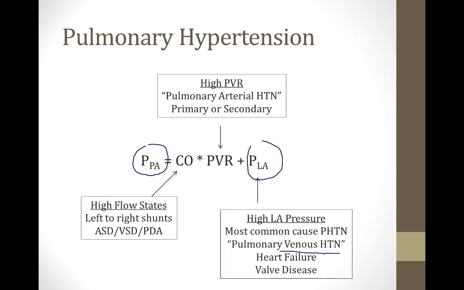And the causes of high left atrial pressure all relate to the left ventricle. So left ventricular heart failure or valve disease that involves the left ventricle, these things are very common. They often raise the left atrial pressure, and that leads to pulmonary hypertension.